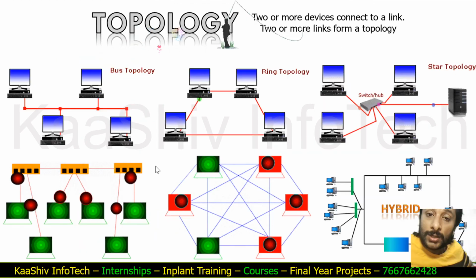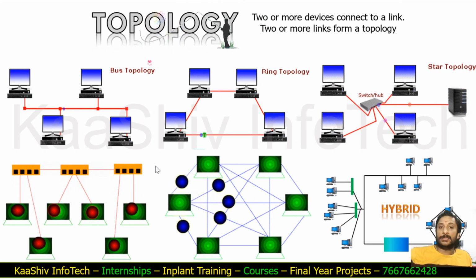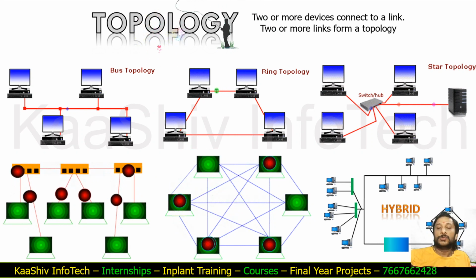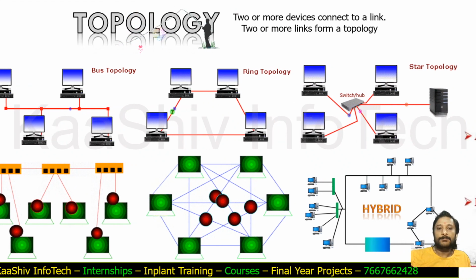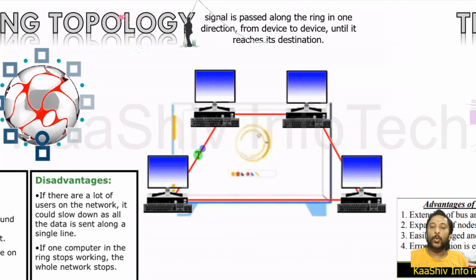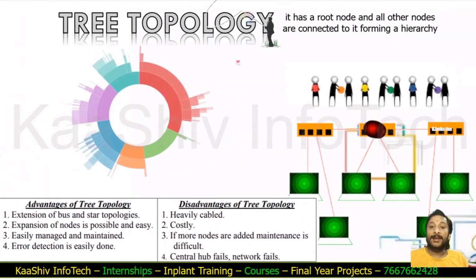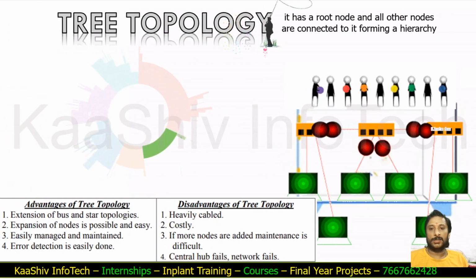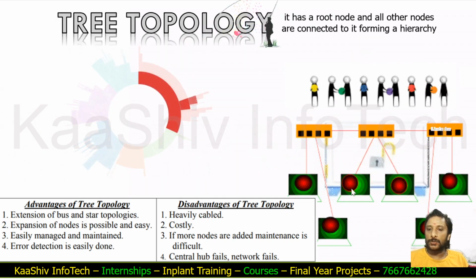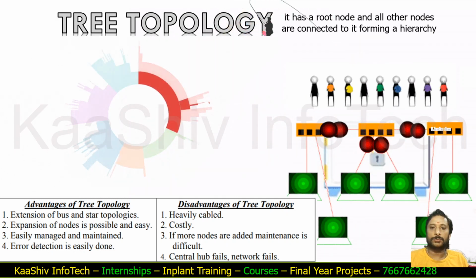Computers are interconnected. On what basis they are interconnected is called topology. Let's move on to the next one. This is called ring topology. Let's move on to the tree topology. As I told you, there is a main switch. From there you are able to see multiple switches coming down.